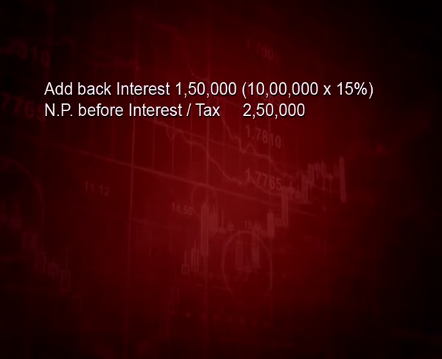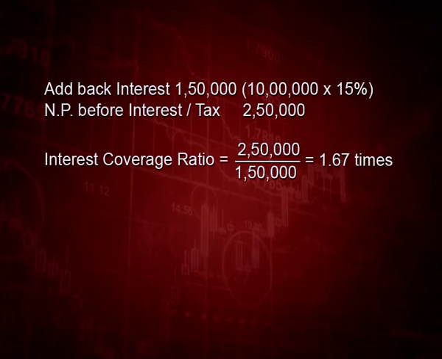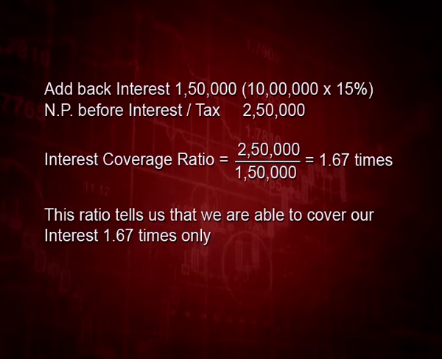Now, add back interest in that, because we have to calculate net profit before interest and tax. So, how much interest is there? 10 lakh into 15%, that is 1,50,000. So, it makes net profit before interest and tax as 2,50,000. Now, apply the formula. Interest coverage ratio is equal to 2,50,000 divided by 1,50,000, that is 1.67 times. Now, this ratio tells us that we are able to cover our interest 1.67 times only.